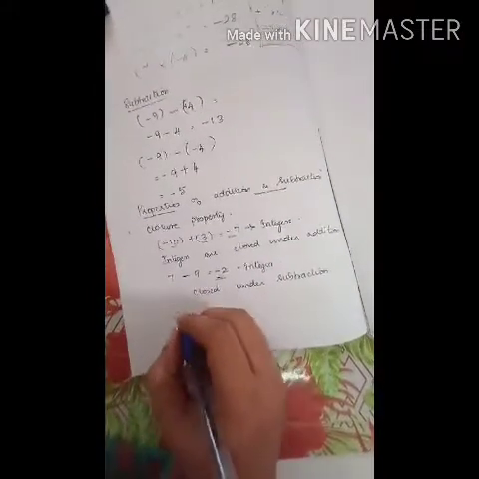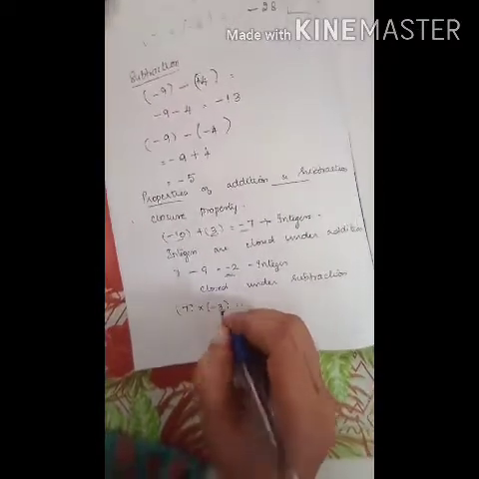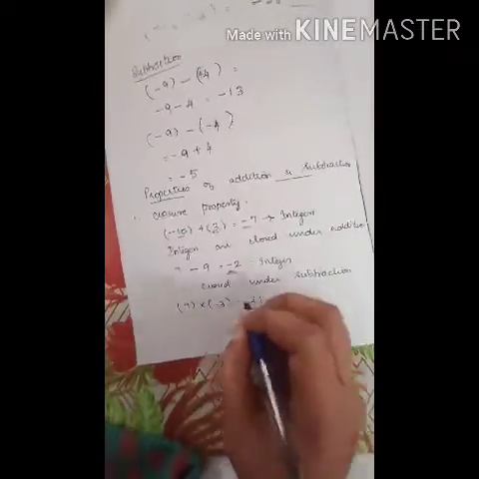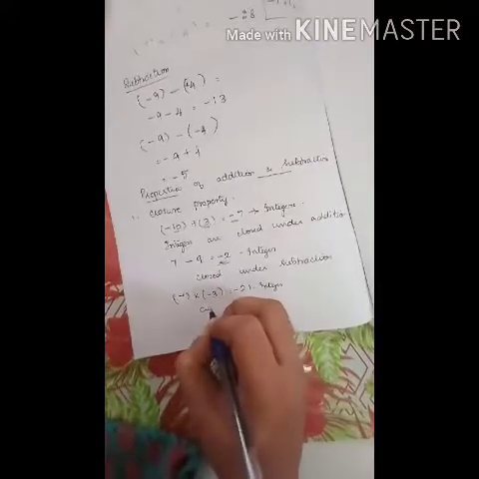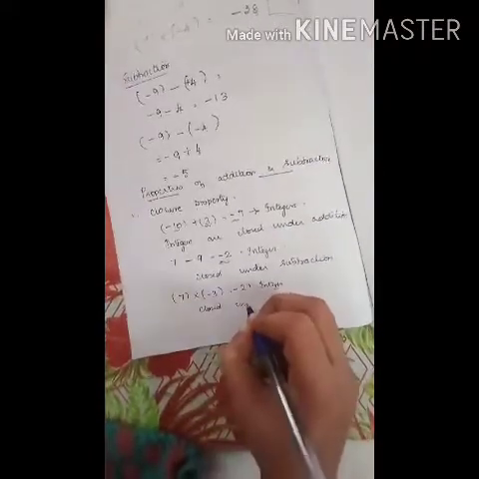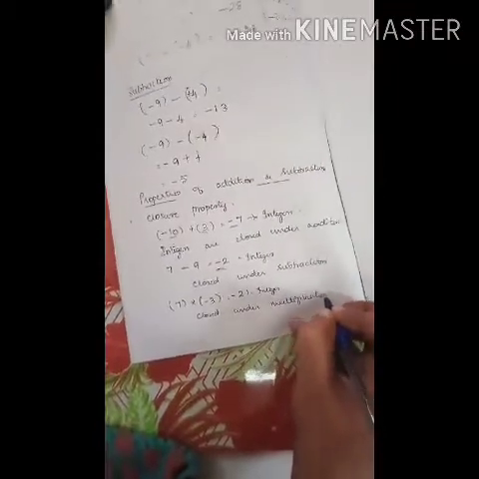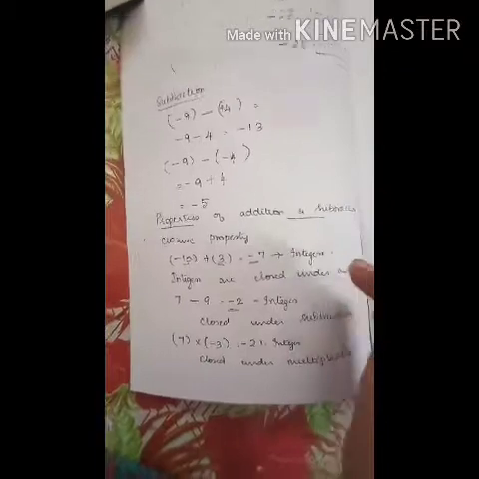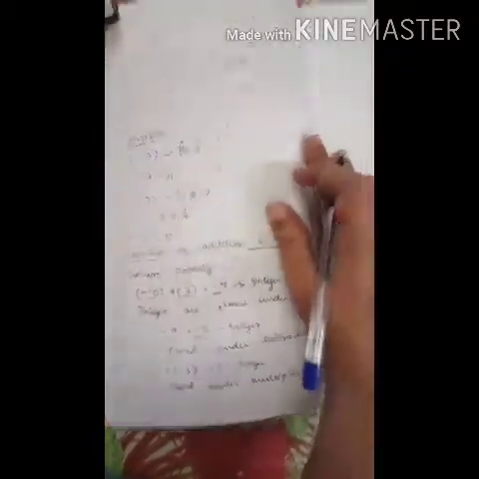Next, when you come to multiplication, 7 into minus 3. So 7 threes are 21, plus into minus is minus. Again, this is an integer, so it is closed under multiplication. So the closure property is true for all the three operations: addition, subtraction and multiplication.